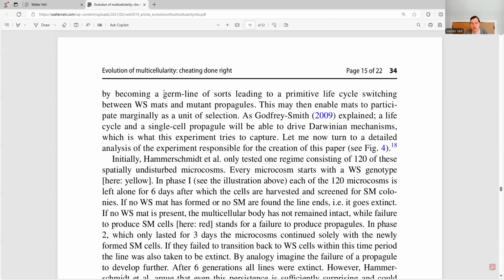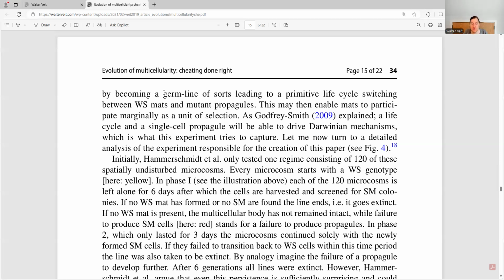In phase 1, seen in our illustration above, each of the 120 microcosms is left alone for 6 days, after which the cells are harvested and screened for SM colonies. If no Wrinkly Spreader mat is formed or no SM are found, the line ends, that is, it goes extinct. If no Wrinkly Spreader mat is present, the multicellular body has not remained intact, while failure to produce SM cells, here red, stands for failure to produce propagules.